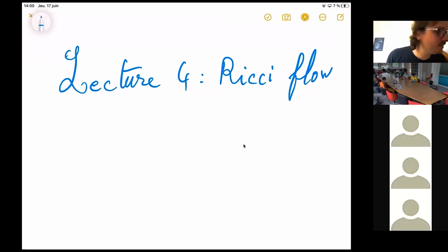This is a big topic, and quite technical in some parts, so maybe there will be less detailed proofs than there used to be in the other lectures. Those proofs were not so detailed, but they will be maybe even more sketchy than in the previous lectures. Okay, so first let's give a definition of what the Ricci flow is.